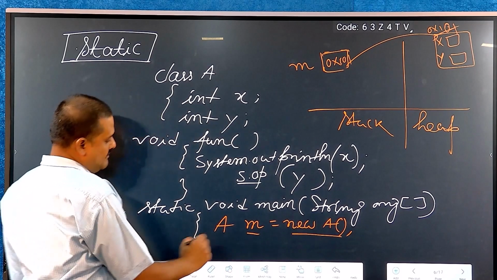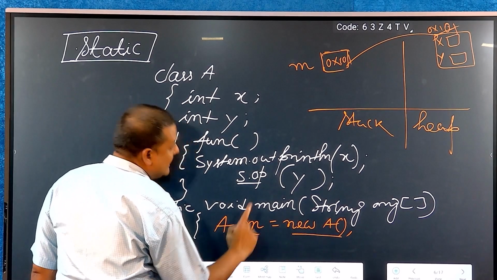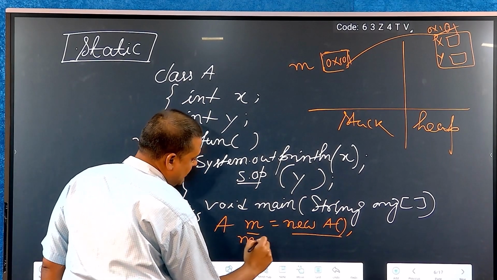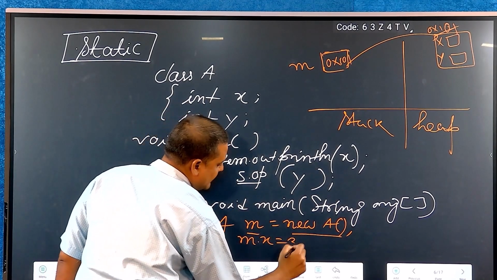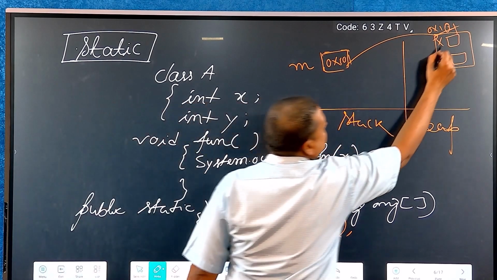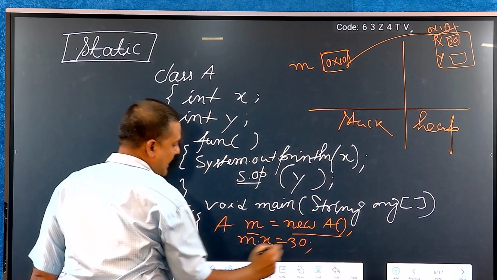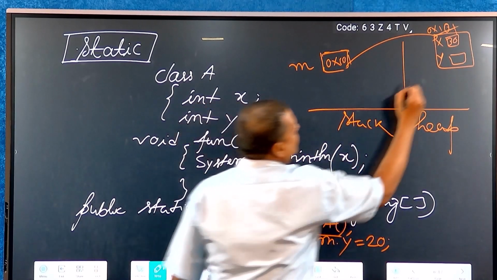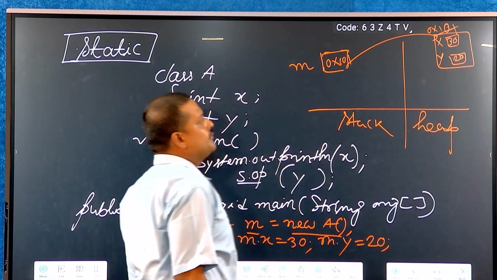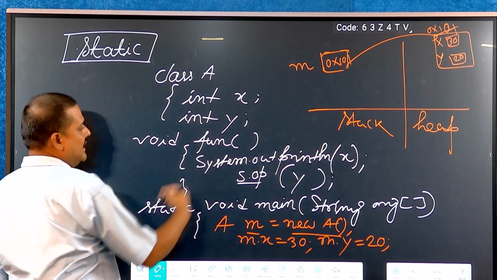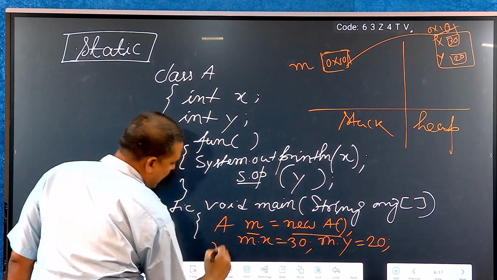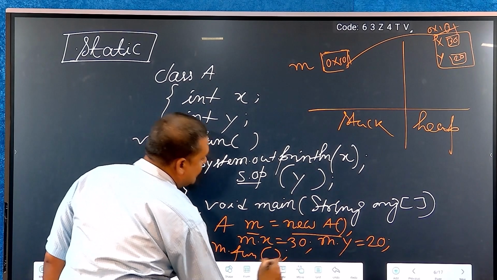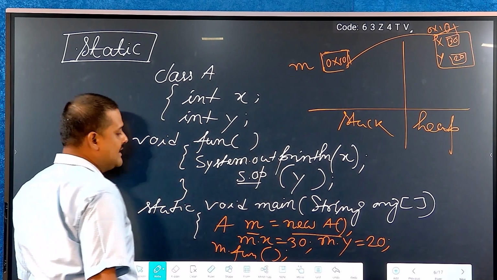By the help of this, I can assign m dot x equal to, say, 30, so this x will be assigned 30, and m dot y equal 20, so this variable will be allocated 20. Now if I call m dot fun, then 30 and 20 will be displayed.